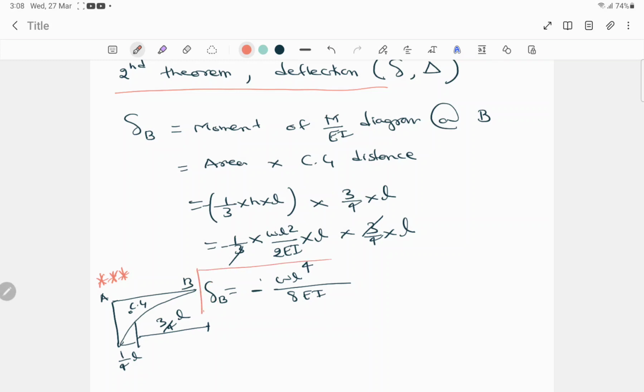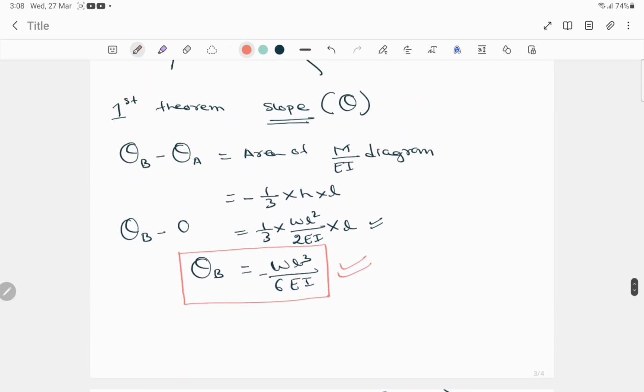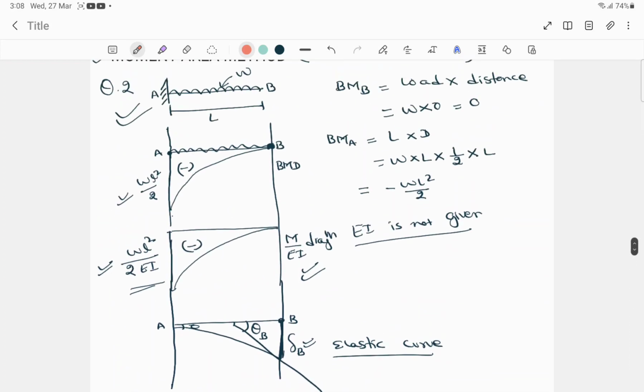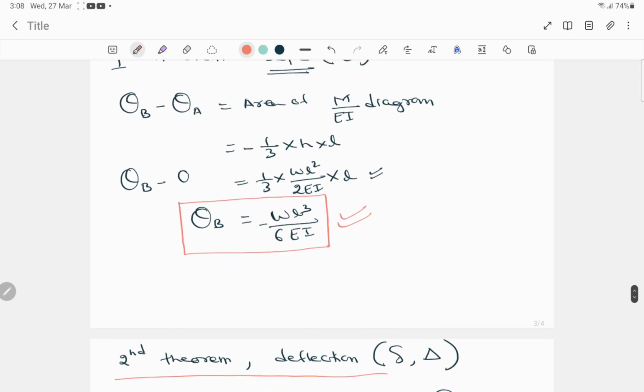So this is the deflection at B. These are the steps which we have to follow to find the slope and deflection for this type of beam. Okay, thank you.